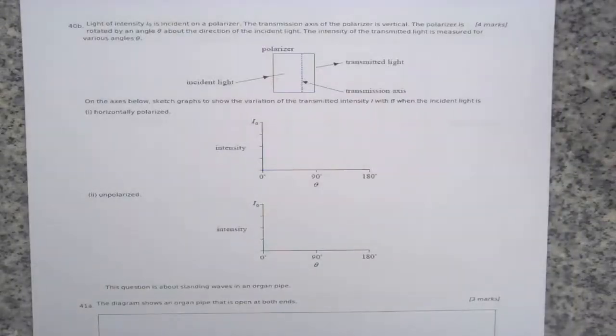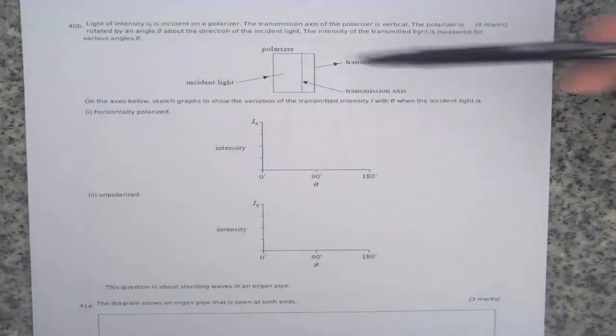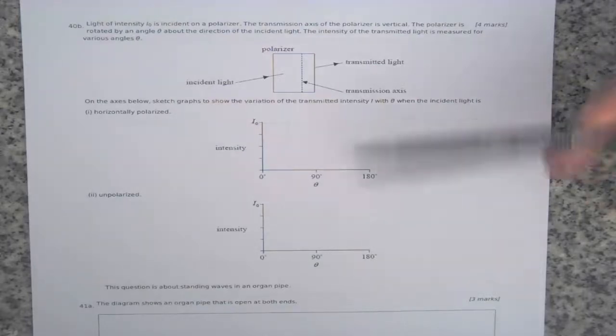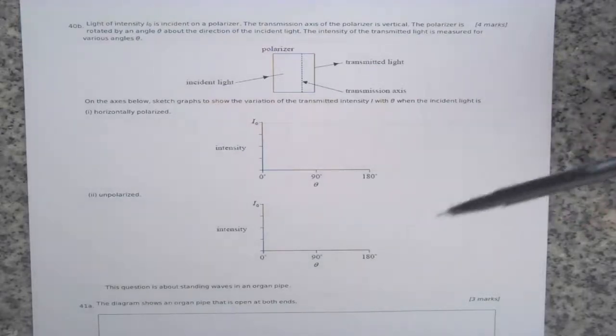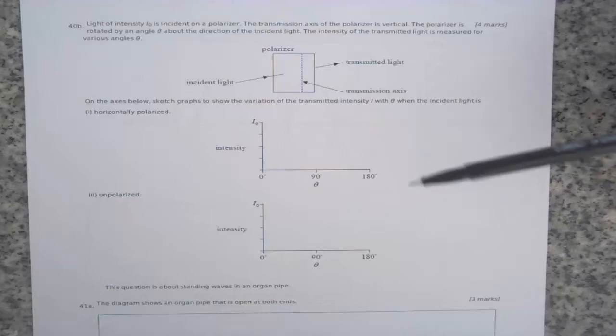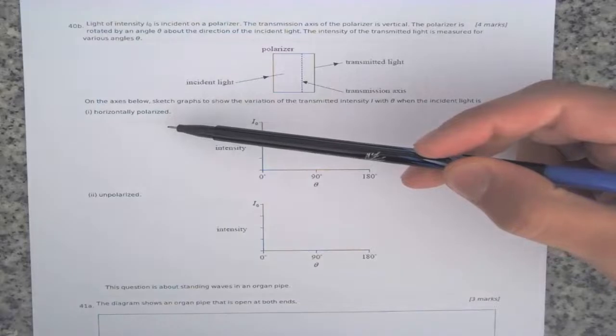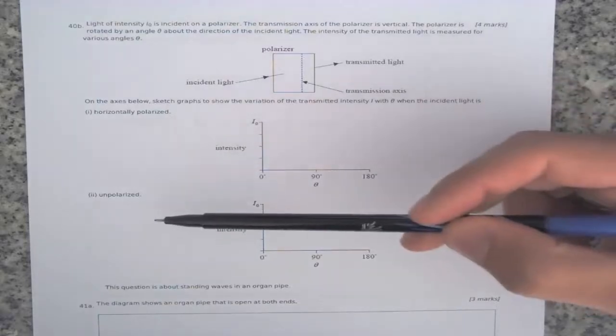40b. Light of intensity I0 is incident on a polarizer. The transmission axis of the polarizer is vertical, you can see it here. The polarizer is rotated by an angle theta about the direction of the incident light. The intensity of the transmitted light is measured for various angles theta. On the axes below, we need to graph the intensity with the angle theta of the incident light when you have light that is horizontally polarized and when you have light that is unpolarized.